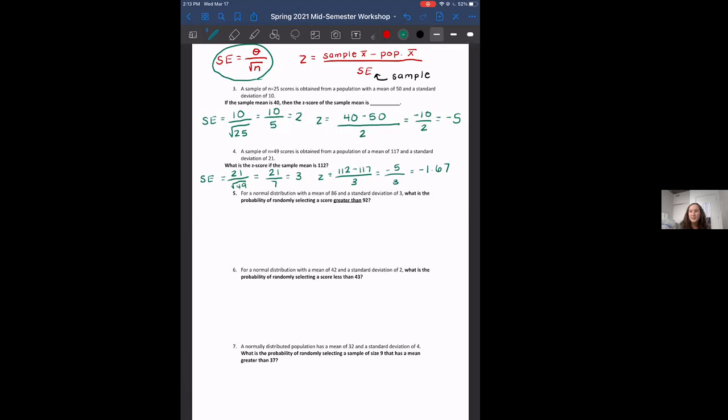All right, let's move on to the next one. For a normal distribution with a mean of 86 and a standard deviation of 3, what is the probability of randomly selecting a score greater than 92? Does anyone know how we would start this problem? It's okay if you don't know, or if you get it wrong. There's nothing wrong with that. It's just trying your best.